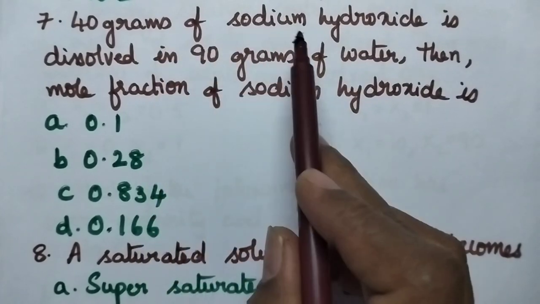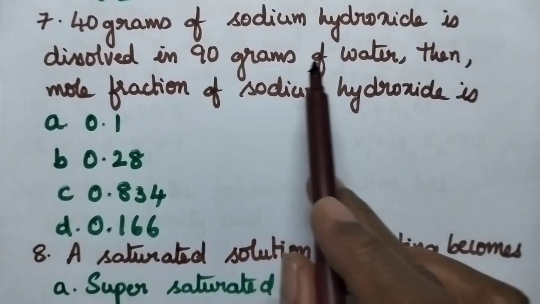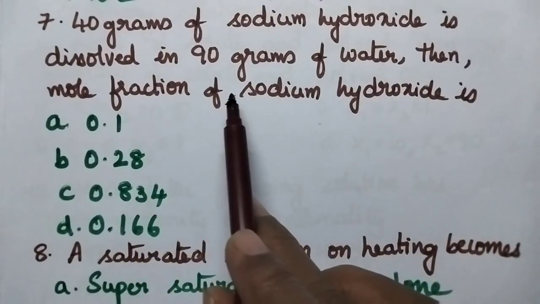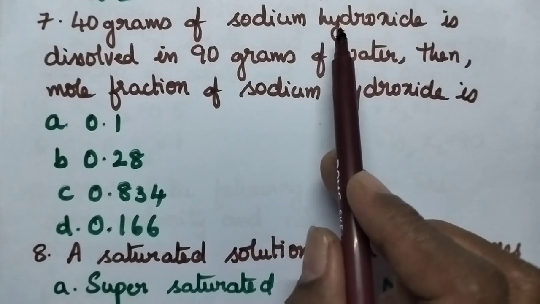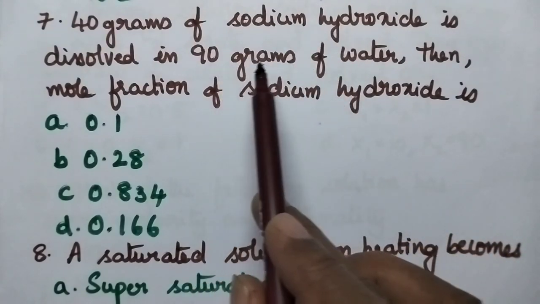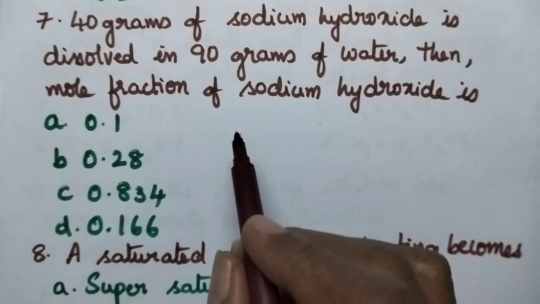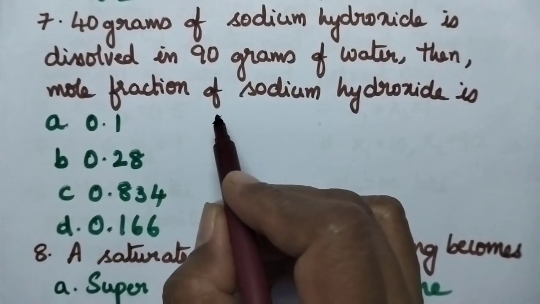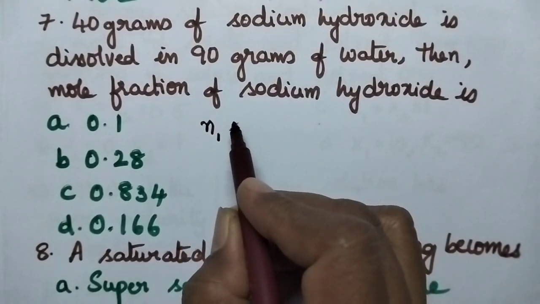40 grams of sodium hydroxide is dissolved in 90 grams of water, then the mole fraction of sodium hydroxide is. Here sodium hydroxide is the solute that is dissolved in water. Water is the solvent. So, for calculating the mole fraction, initially we have to calculate the number of moles of sodium hydroxide and also water.